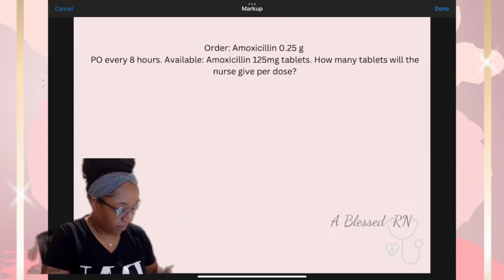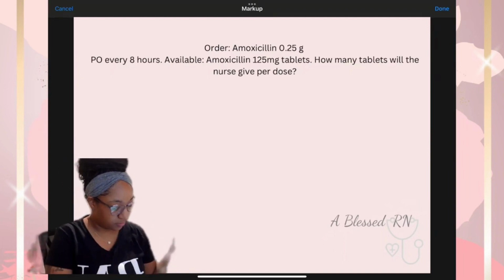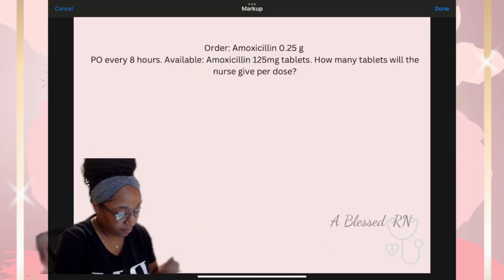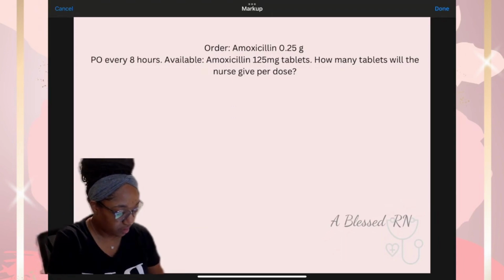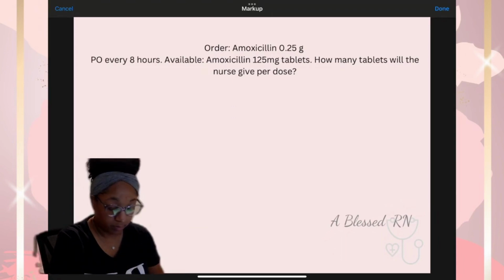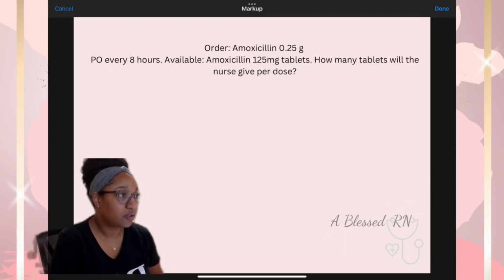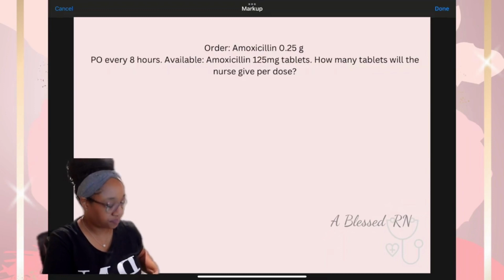Okay, so let's get it popping. Amoxicillin 0.25 grams PO every 8 hours. Available is amoxicillin 125 milligrams. How many tablets will the nurse give per dose? I like ratio, but I get confused with setup. Okay, well, we'll go over it.